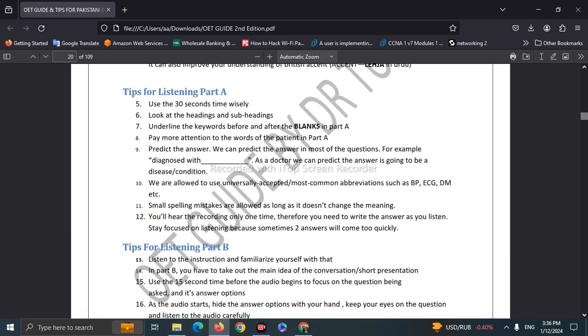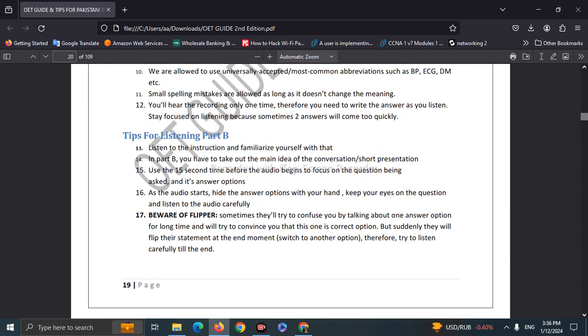Then we will move to listening Part B. In Part B, you will get six short conversations or short presentations, and you have 50 seconds before each one starts. So you should stay focused.